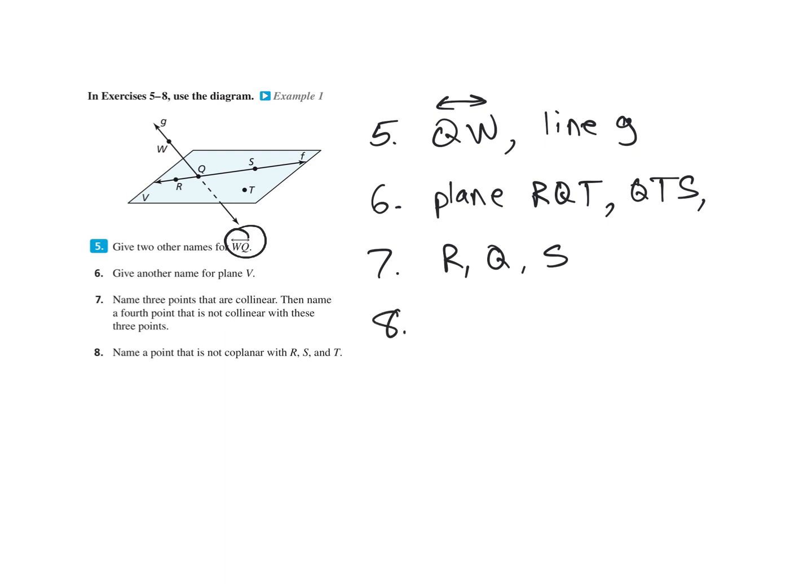Number 8, name a point that is not coplanar with R, S, and T. The only other point there is W. R, S, and T are on this plane. Point W is not on that plane. Next slide.